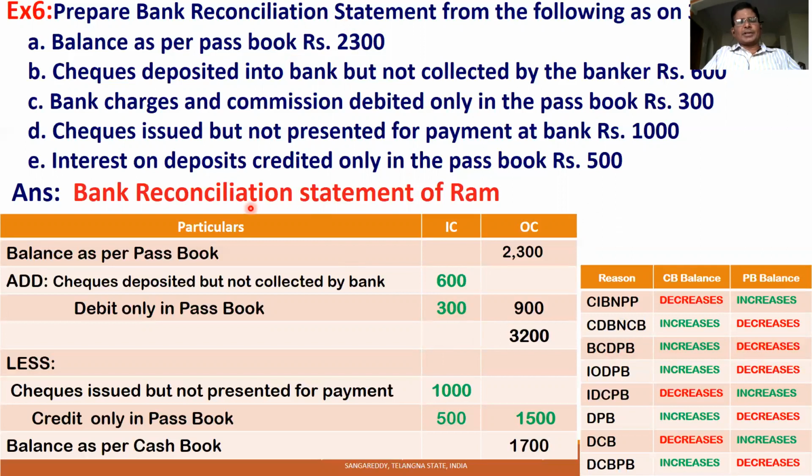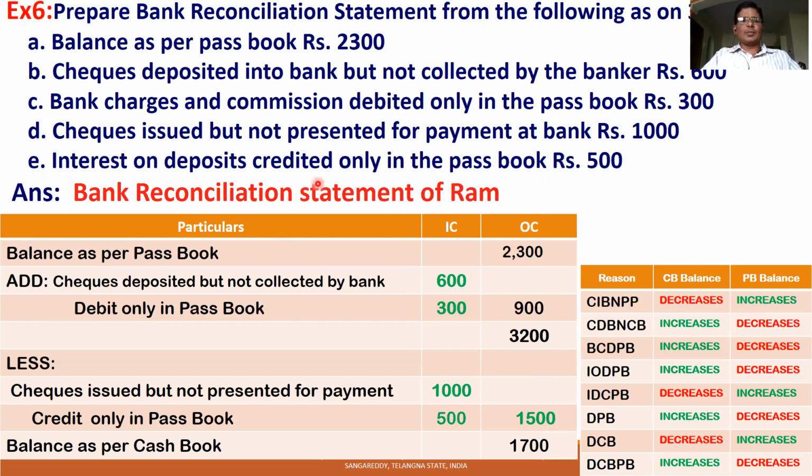Checks issued but not presented for payment. Whenever a check is issued, you know very well, the cash book bank column is credited, so cash book balance decreases. And not presented for payment means passbook balance increases. As passbook increases, we have to less. Checks issued but not presented for payment: 1,000, we have to less.